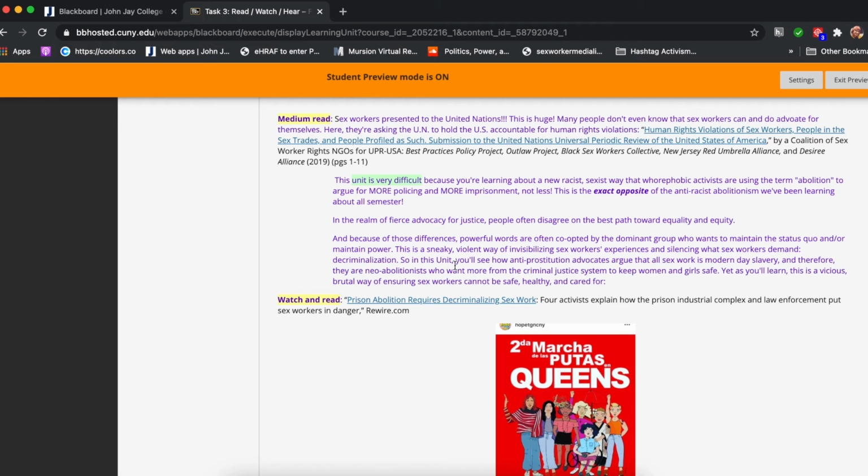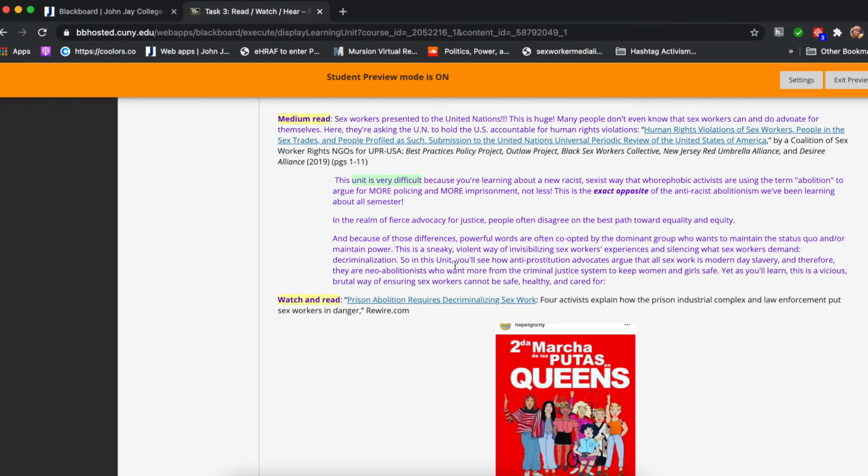So most people in the U.S., academics, activists, when we hear the word abolition, we think of racial justice abolition. We think of the efforts to abolish slavery. We think of the efforts today to end mass incarceration, police brutality, over-policing.